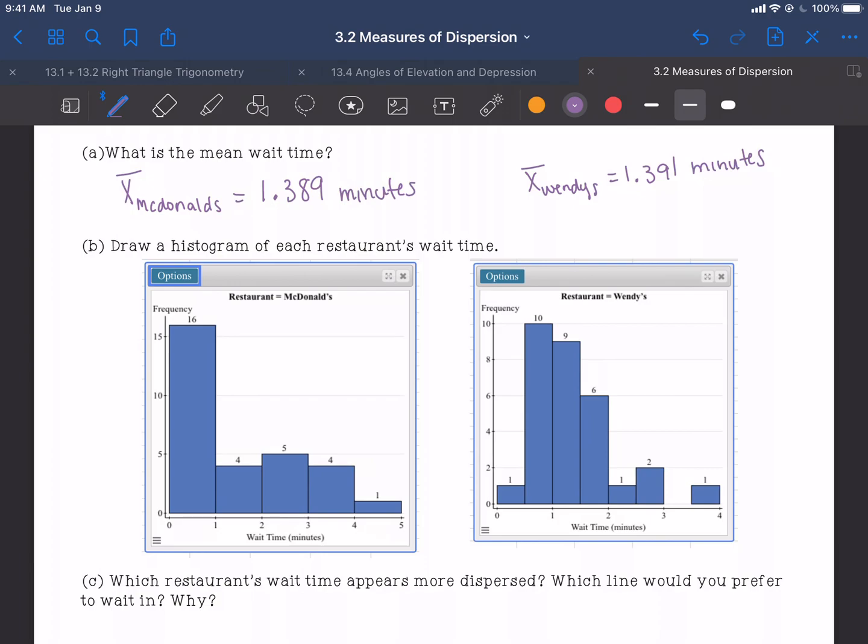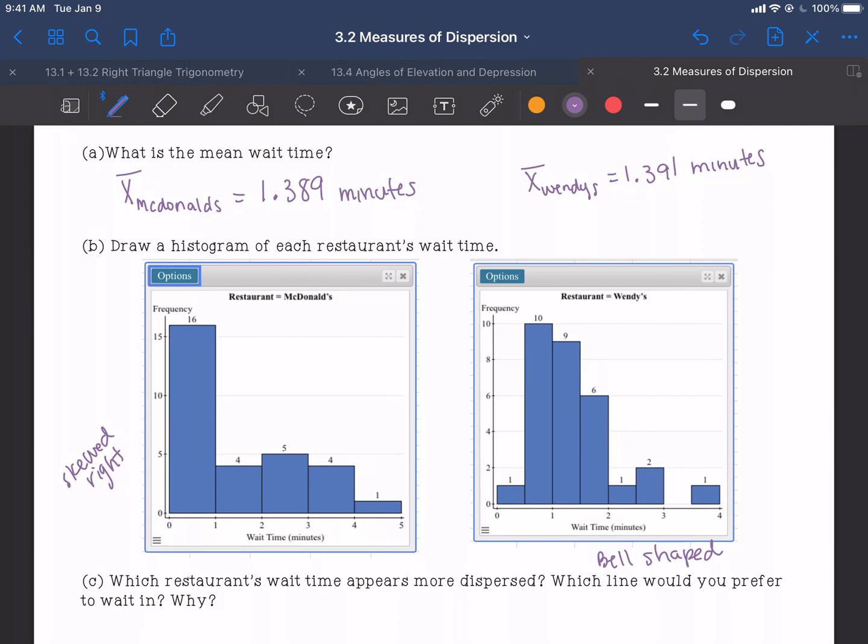So talking about these histograms, notice that for McDonald's, our wait time axis goes from 0 to 5. For Wendy's, our wait time goes from 0 to 4. So up to 4 minutes was the longest time waited, versus up to 5 minutes was the longest time waited for McDonald's. If you look at the shape of the graphs, it looks like McDonald's has some skewed right data here. And for Wendy's, it's a little bit more bell-shaped. It's not as skewed to the right.